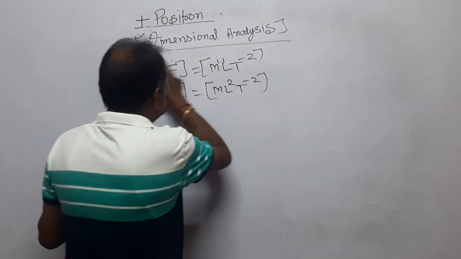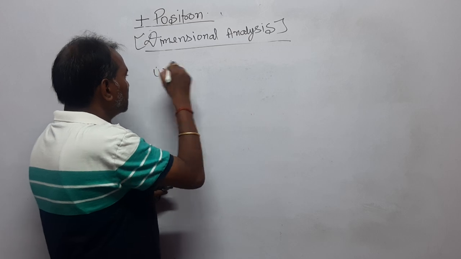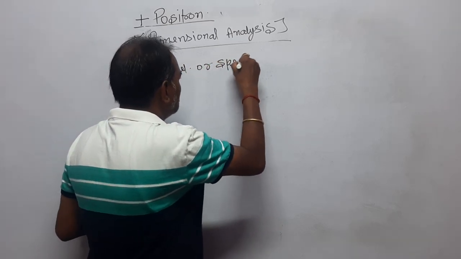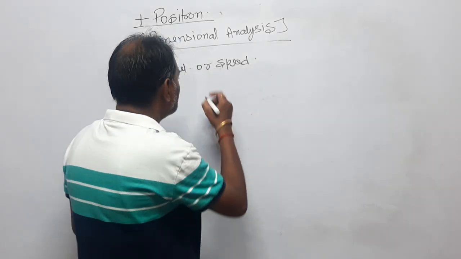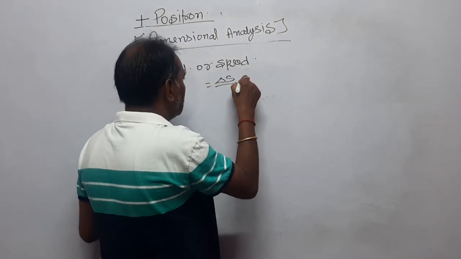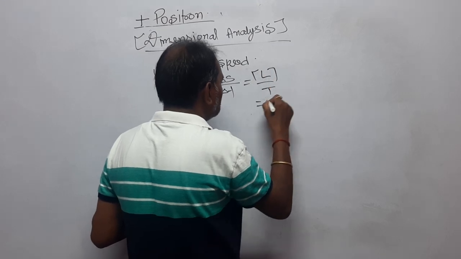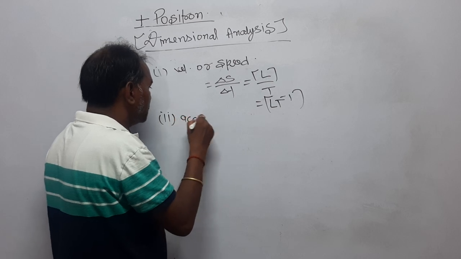Now dear students, let's talk about some dimensions. The first one is either velocity or speed. You know, velocity is a vector quantity, speed is a scalar quantity, but when you are considering dimension, there is no difference between velocity and speed. That is displacement upon time, and displacement is L and time is T, so it is LT minus 1. Next, what about acceleration?